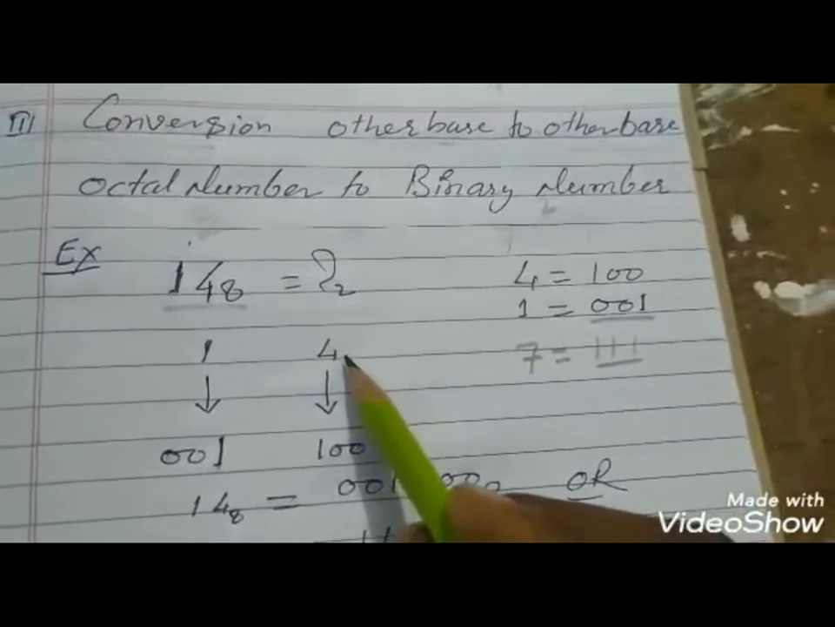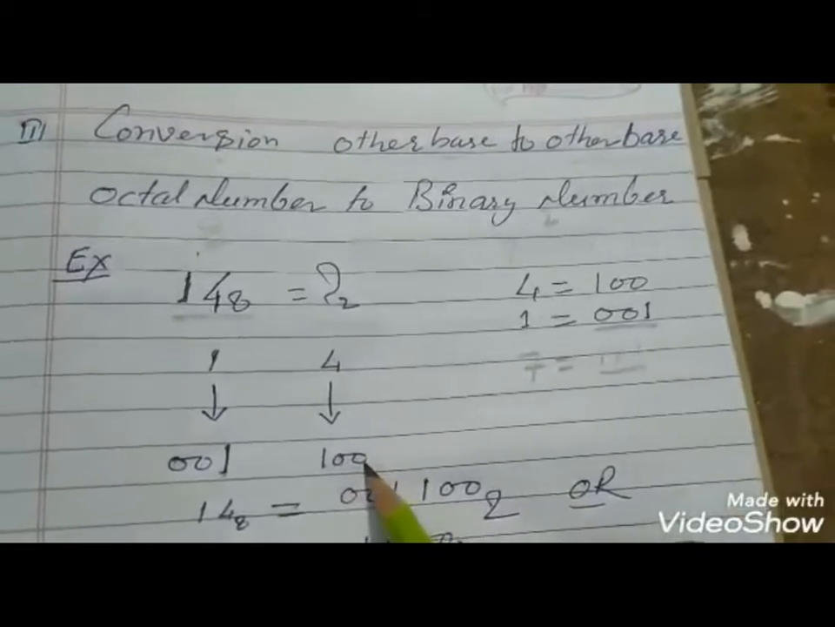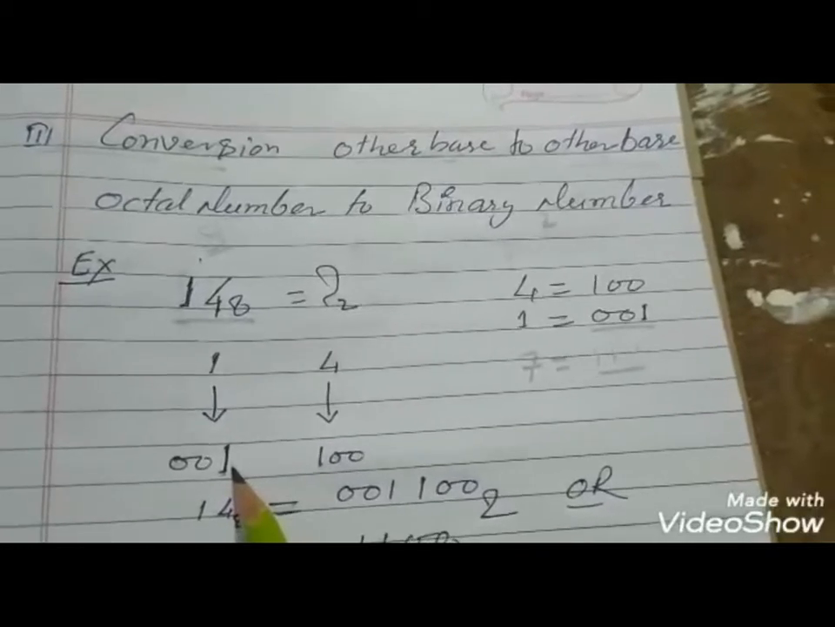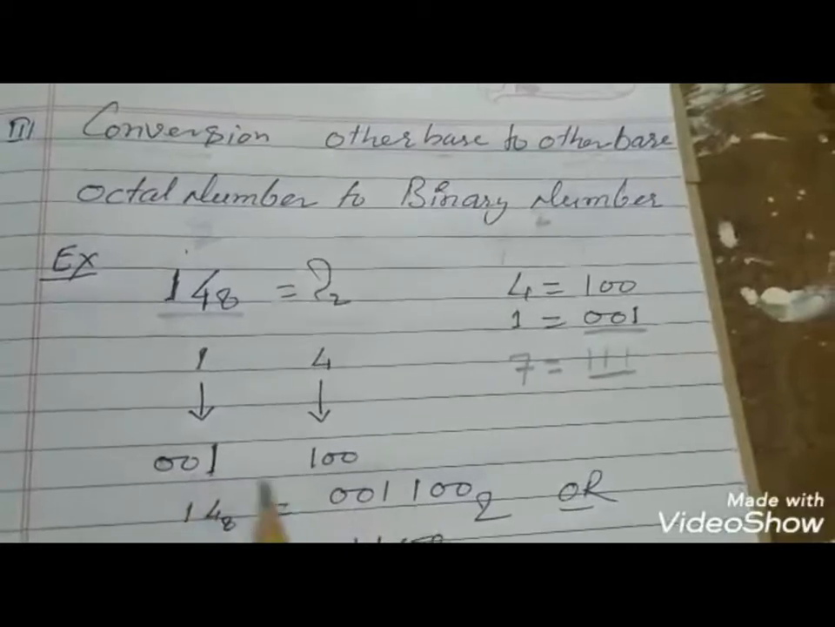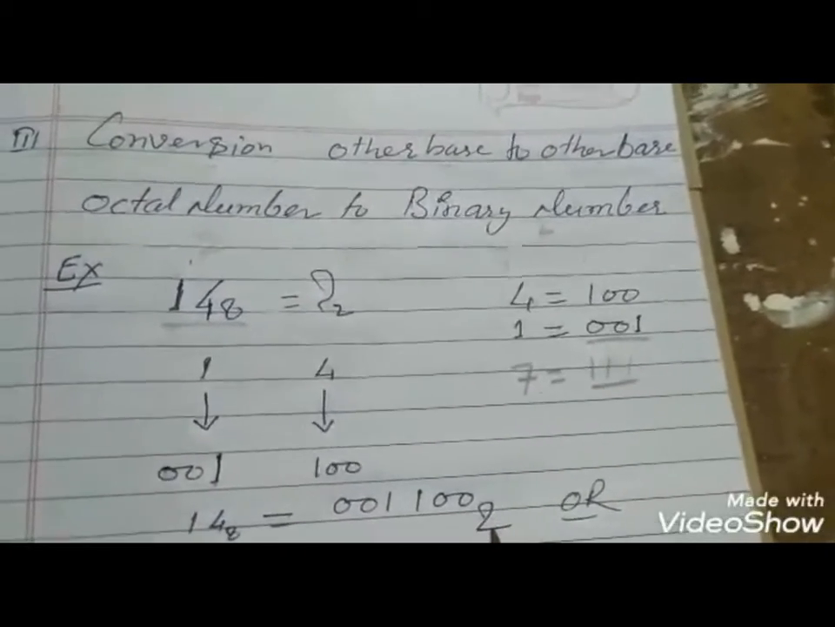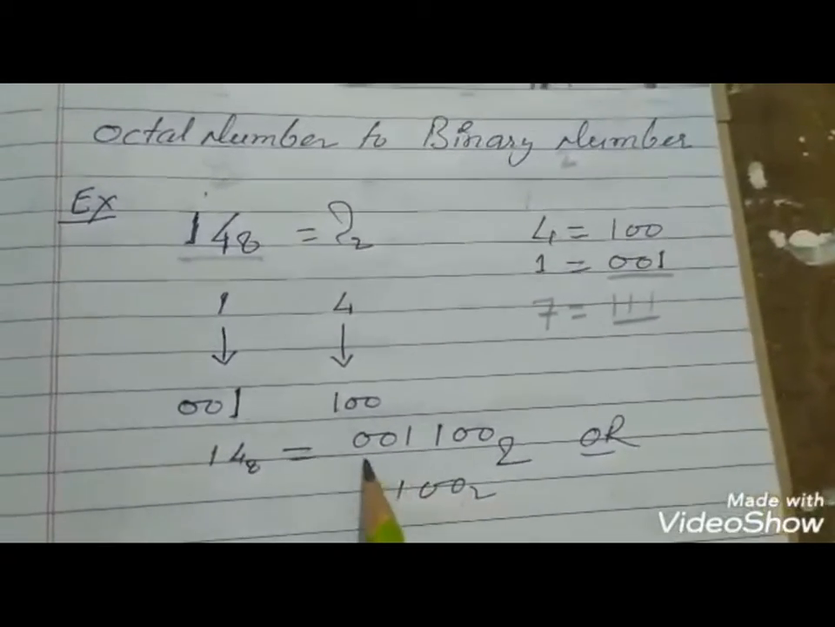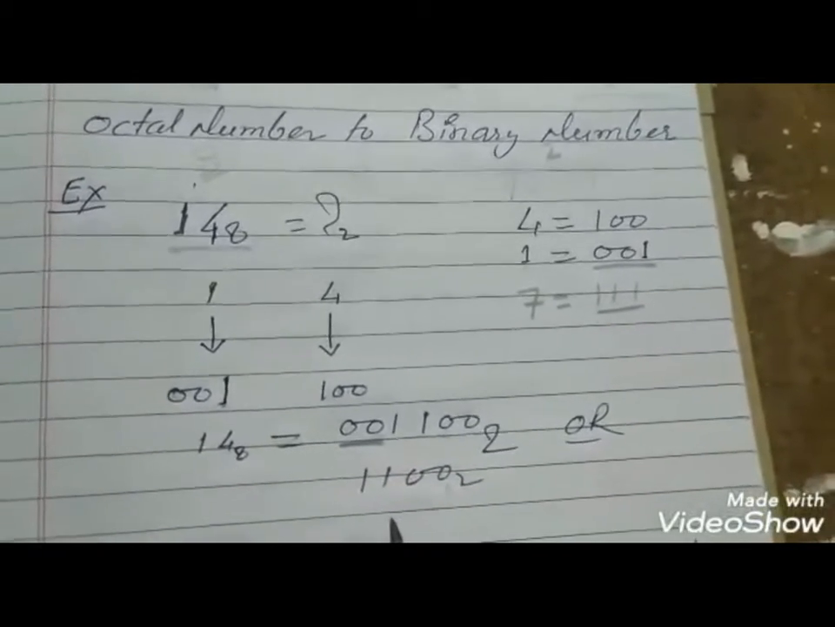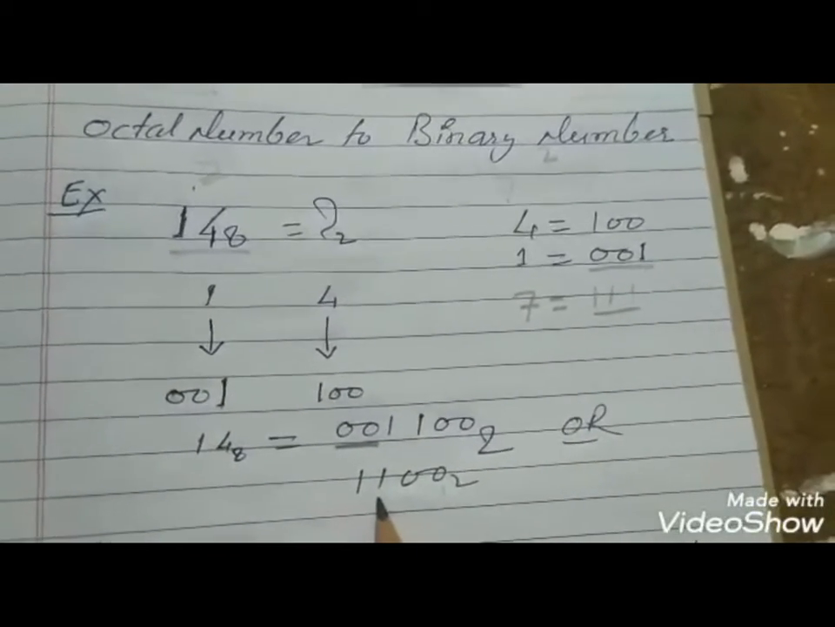Now write 4 in binary as 100 and 1 as 001. Write all digits together: 001100, base 2, meaning binary. Also you can remove the left side zeros, so we can write it 1100.